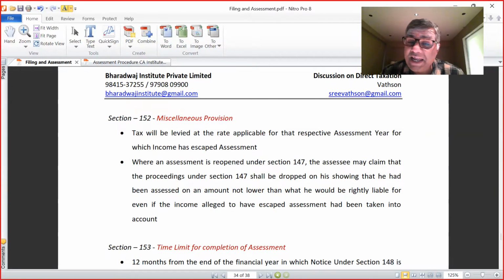152, miscellaneous provision. Tax will be levied at that year's rate. Now 2016-17 income has escaped the assessment. That year, what is the tax? Even though you are finding it in the current year, that year's tax will be levied at the rates applicable for the respective assessment year for which income has escaped the assessment.